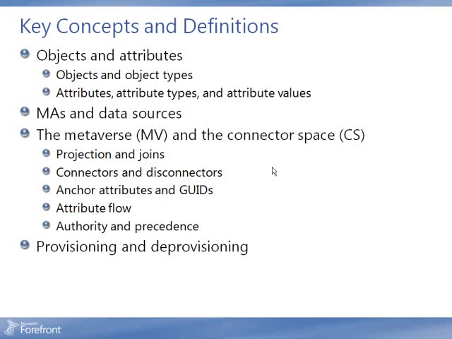Once a connection's been made, data source to connector space, to Metaverse and back again, attribute flow can take place according to defined attribute flow rules. Each object in the Metaverse generally represents entries in more than one data source. It's possible that each attribute value could be provided by more than one of these data sources. In other words, multiple attribute flow rules may exist for each attribute. In general, then, there may be a conflict of attribute values.